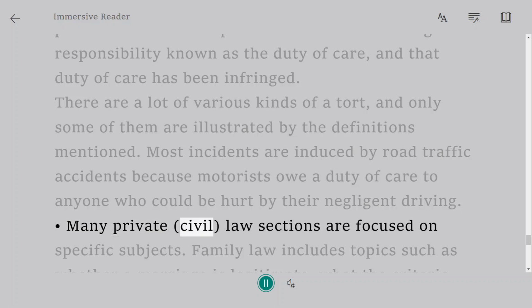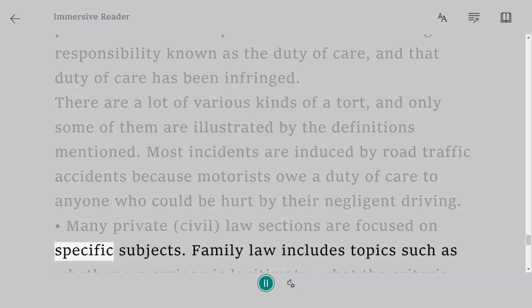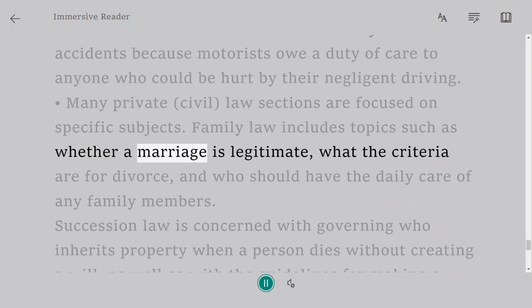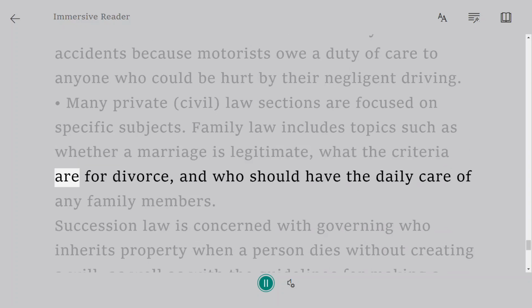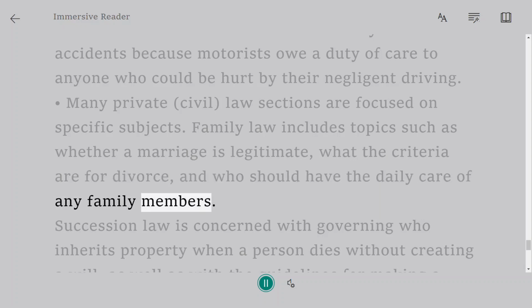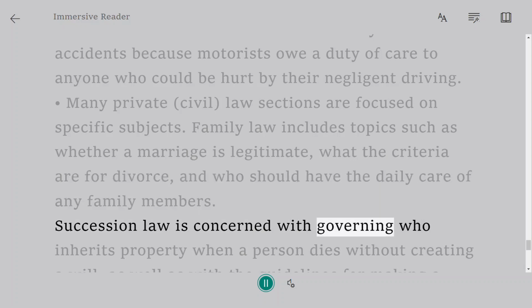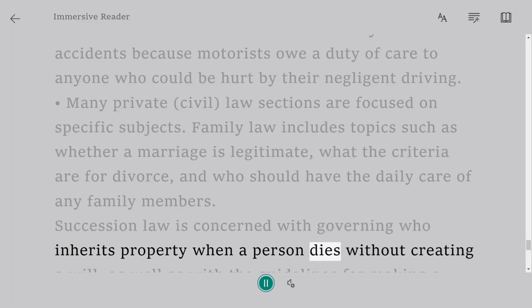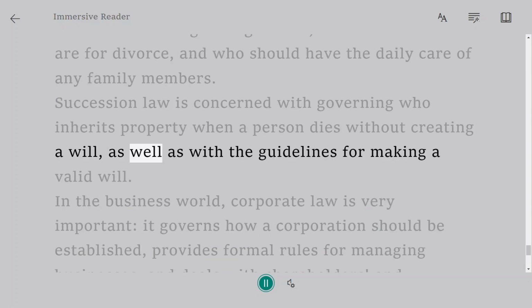Many private, civil, law sections are focused on specific subjects. Family law includes topics such as whether a marriage is legitimate, what the criteria are for divorce, and who should have the daily care of any family members. Succession law is concerned with governing who inherits property when a person dies without creating a will, as well as with the guidelines for making a valid will.